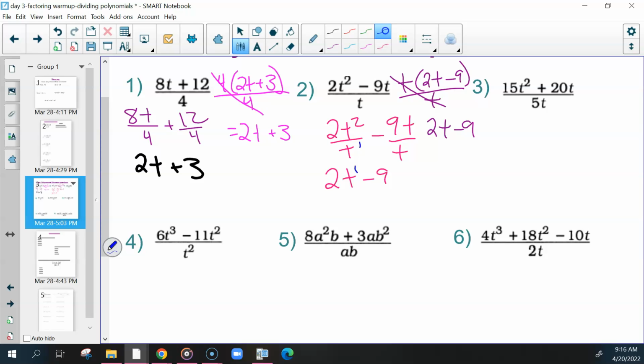Let's do number 3. What does this have in common? 5 and t. We divide that out, what's left? 3t plus 4 over 5t. We have 5t over 5t. Those will both cancel, leaving just 3t plus 4.